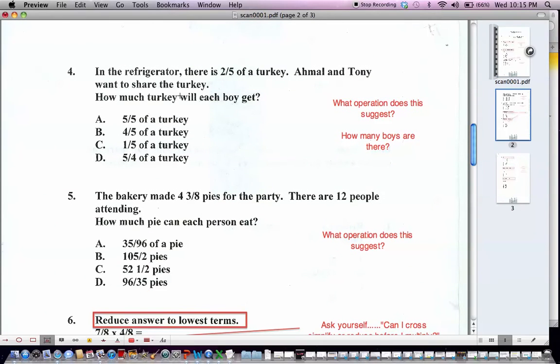Number 4. In the refrigerator, there is 2/5 of a turkey. Amal and Tony want to share the turkey. How much turkey will each boy get? What operation does this suggest? Are we going to multiply or are we going to divide? How many boys are there? That's going to help you out as well. Make sure it's in lowest terms when you do this math, okay?